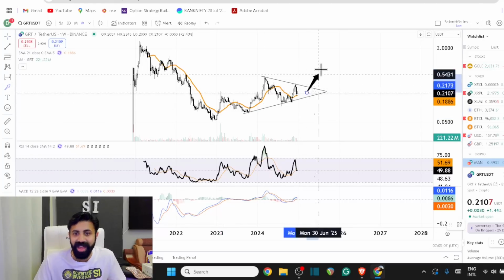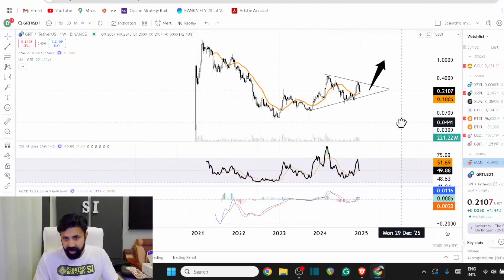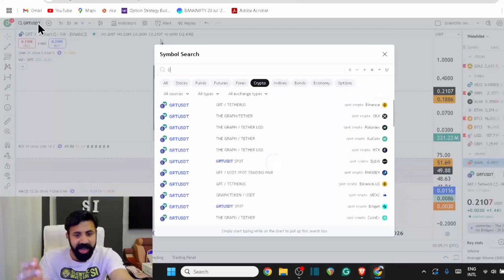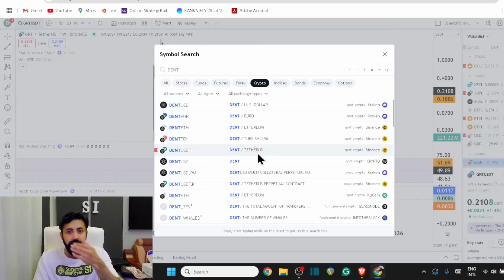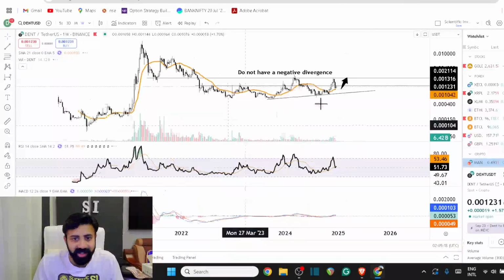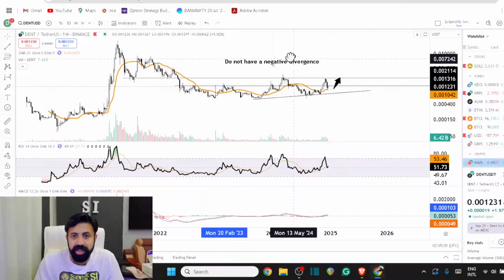We all would like to enjoy that, right? But again, no negative divergence. Let's see again if that's a one-off. We'll pick another asset in the infrastructure with Dent. That's a small cap, and we do not see a negative divergence.